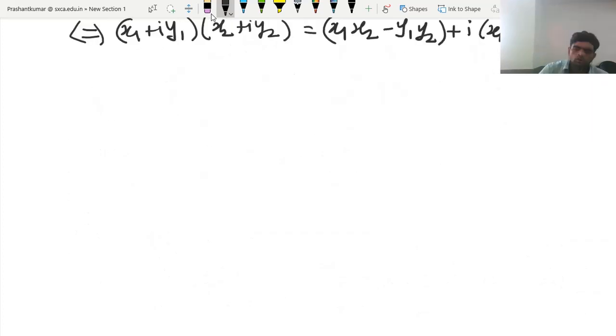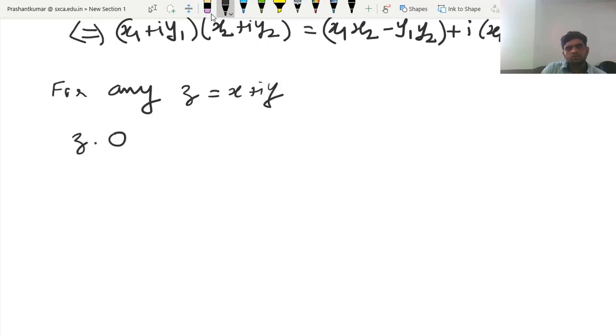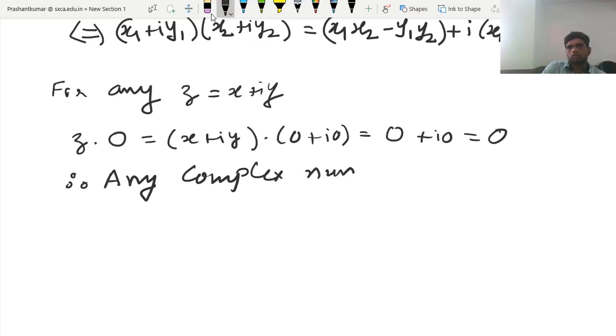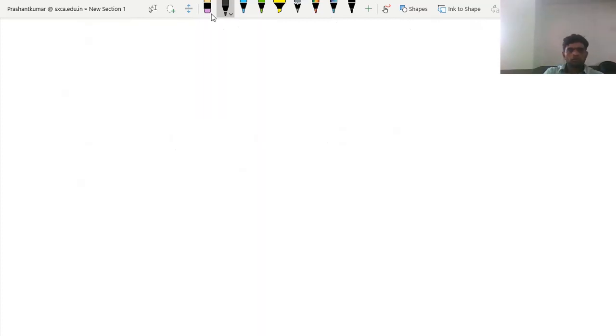Also, one more observation: for any z equal to x plus iy, we can have z times 0, which is (x plus iy) times (0 plus i0). If we use the definition of product, we get 0 plus i0, which is 0. So what we can observe is that any complex number times 0 is 0.